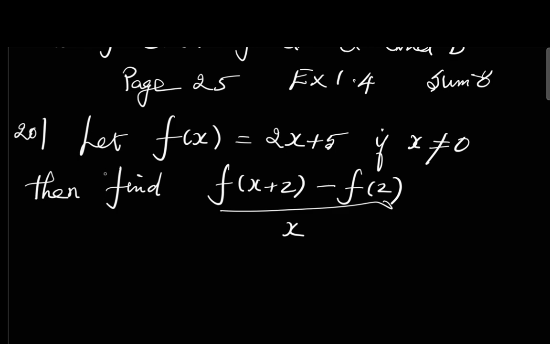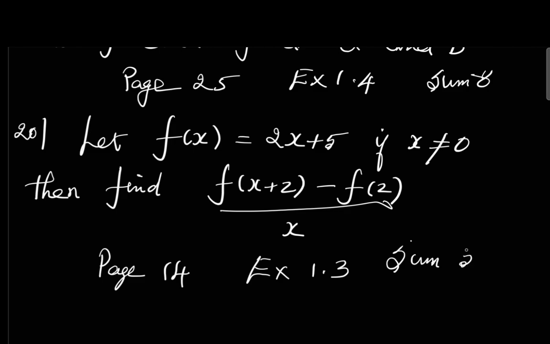See the next sum. Let f of x is 2x plus 5. If x is not equal to 0, then find (f(x+2) minus f(2)) by x. So this is also an important sum. It is in page 14. Exercise 1.3, sum number 5.